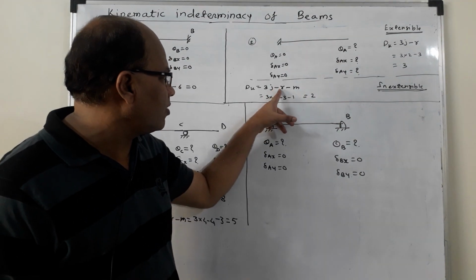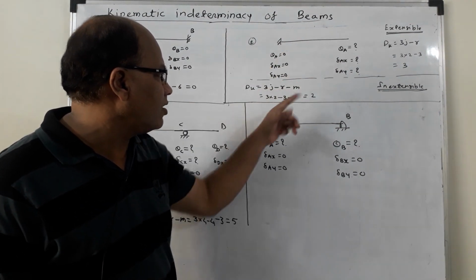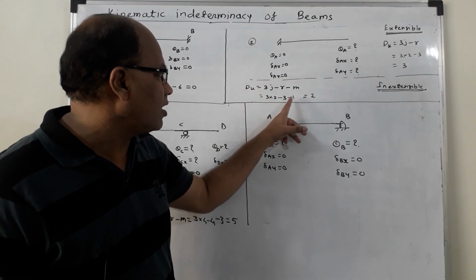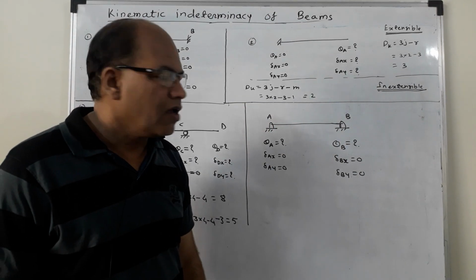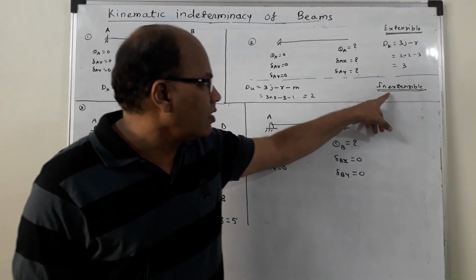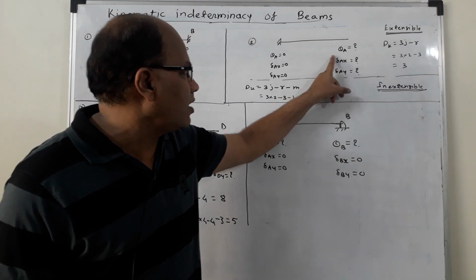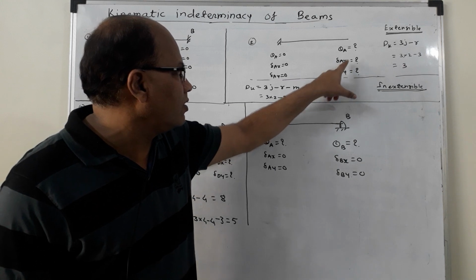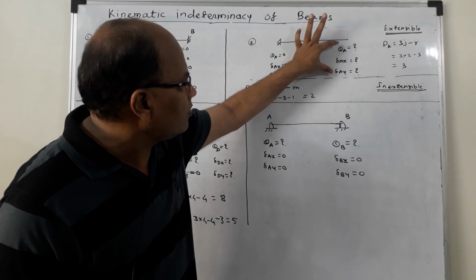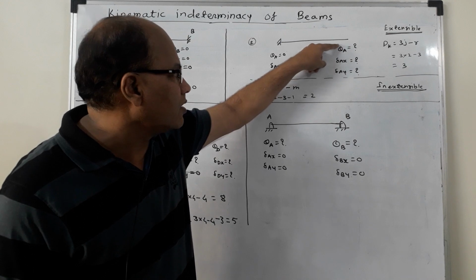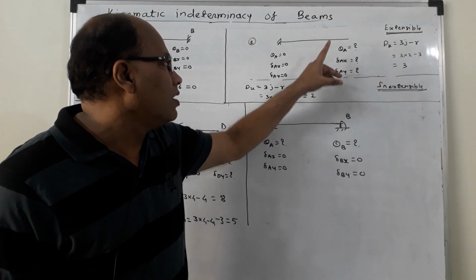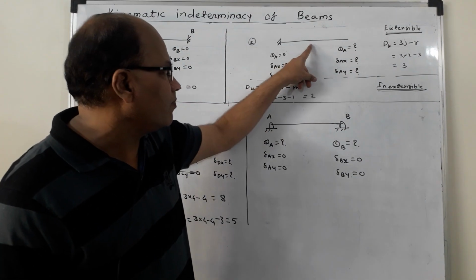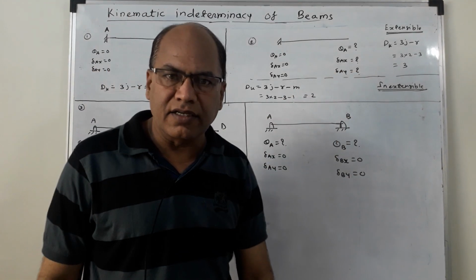If I use this formula, it will be 3 times j, where the number of joints is 2, minus r, where the number of reaction components is 3, minus 1. So 3j minus r minus m gives us 2. When they say that it is inextensible, it simply means that delta Ax will also be 0. If delta Ax is 0, it is known to us, so there are only 2 unknown displacement components, theta A and delta Ay, and that is why the degree of kinematic indeterminacy for this beam is equal to 2 if it is inextensible.